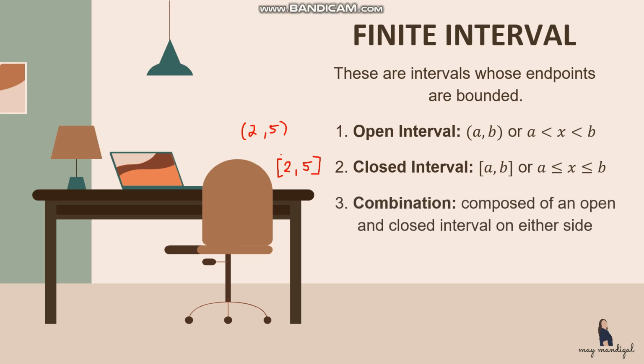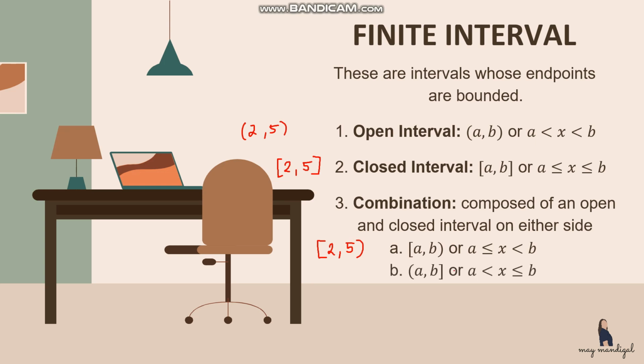And we have a combination, composed of an open and a closed side. It can be like this: A is included up to B not included. So x is greater than or equal to A but less than B. Only one side of our interval, or one boundary, is included. So let's say we have 2 included up to 5 not included. In this kind of interval, the boundary 2 is included in our set of values of x to consider, and 5, the other boundary, is not included.